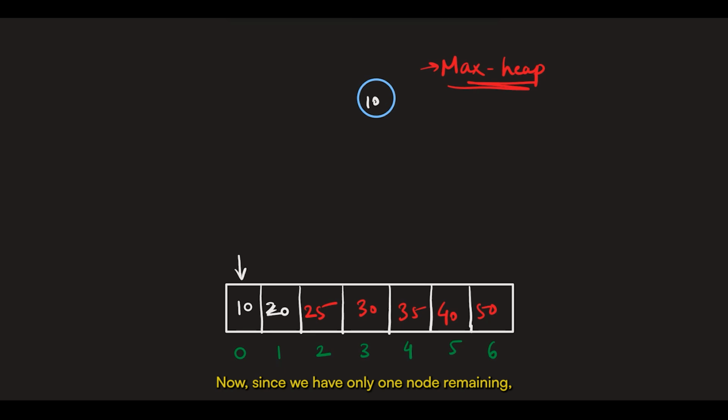Now, since we have only one node remaining, this will follow the max heap property no matter what. So let's try deleting this node. When we delete this node, we just remove it and update the pointer so that it points to -1, which is not possible for any array, so the loop stops.